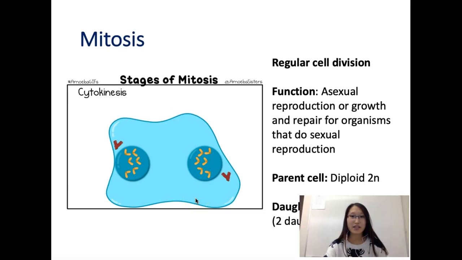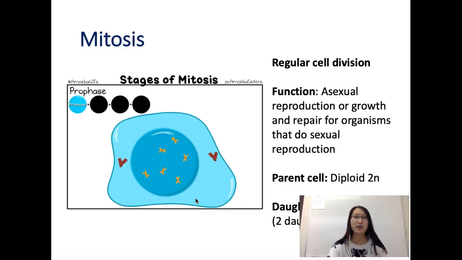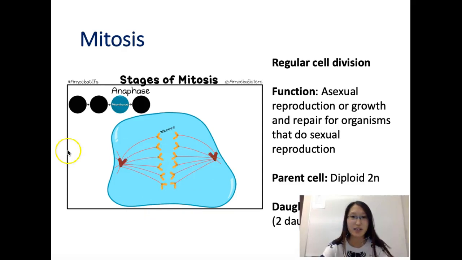And then cytokinesis, there are 2 types. There's the cleavage furrow for animal cells, and then there is the cell plate for plant cells. So make sure you understand all of these aspects.